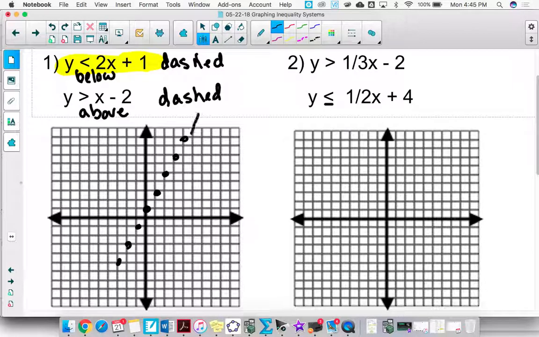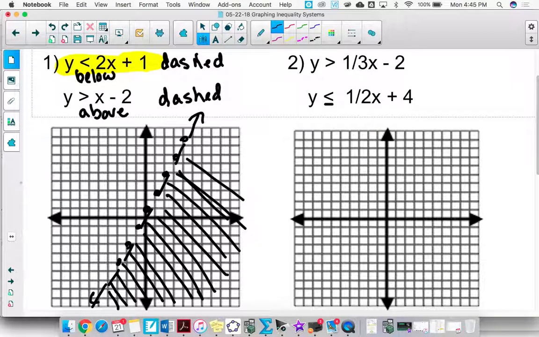And we said we're going to use a dashed line. Okay, now for shading, really be careful here. I'm going to shade, this one says below the line. So I'm going to use kind of diagonal lines going this direction. All right, that way we can see that region pretty clearly.